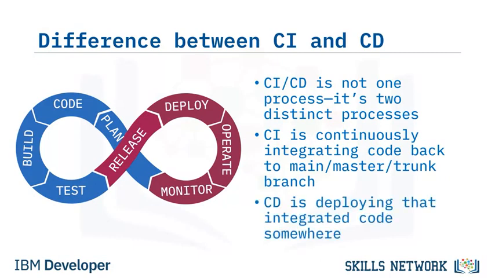Whereas continuous delivery is then taking that integrated code and deploying it somewhere. You may deploy it every time you integrate it, or you may not deploy it every time you integrate it. You may have continuous integration on one loop testing branches and pull requests, and then when you finally merge to main, you kick off the continuous delivery part.